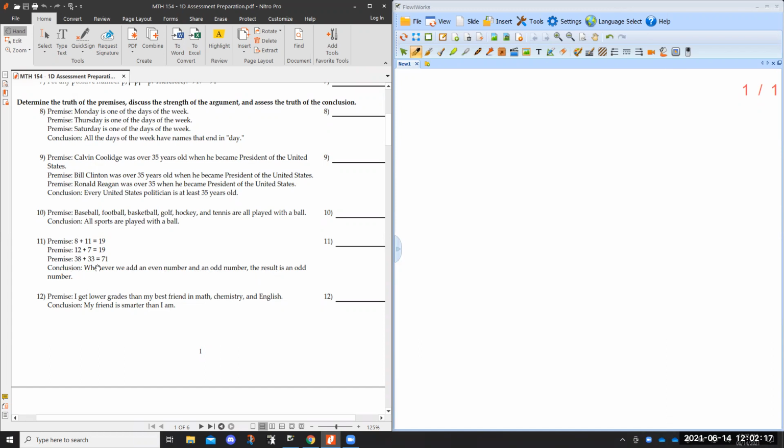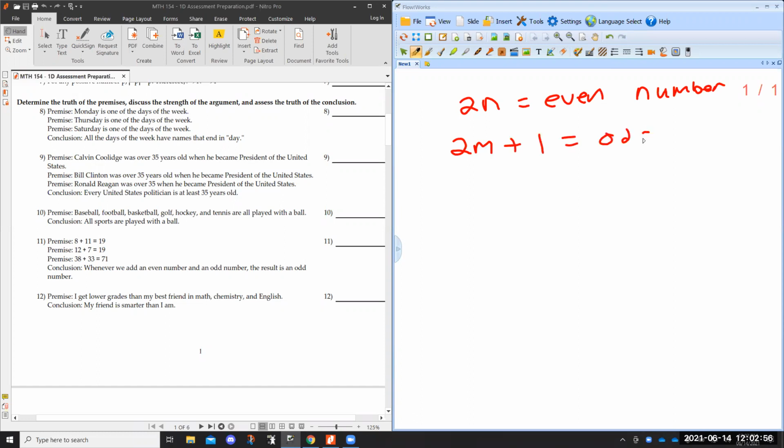True, but it's a weak argument because we have not generalized this. There's a way to generalize what an even number looks like and what an odd number looks like. And you would not typically do that in this class, but I'm going to show it to you. If this confuses you, that's okay. Not required for your test. But I'm going to say 2 times a number is an even number, and 2 times a different number plus 1 is an odd number.